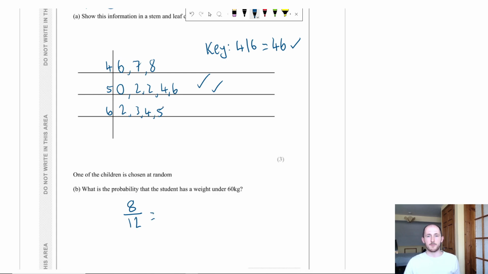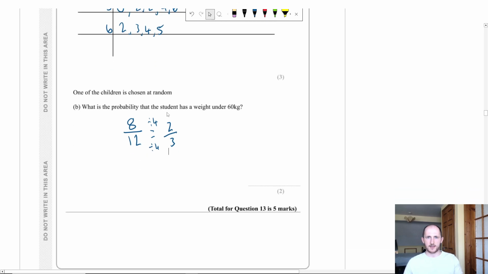If they ask it for its simplest form, you divide the top and bottom by 4. In this case, it doesn't say simplest form, so you don't have to, but I just want to show you just in case. And that would be your final answer.